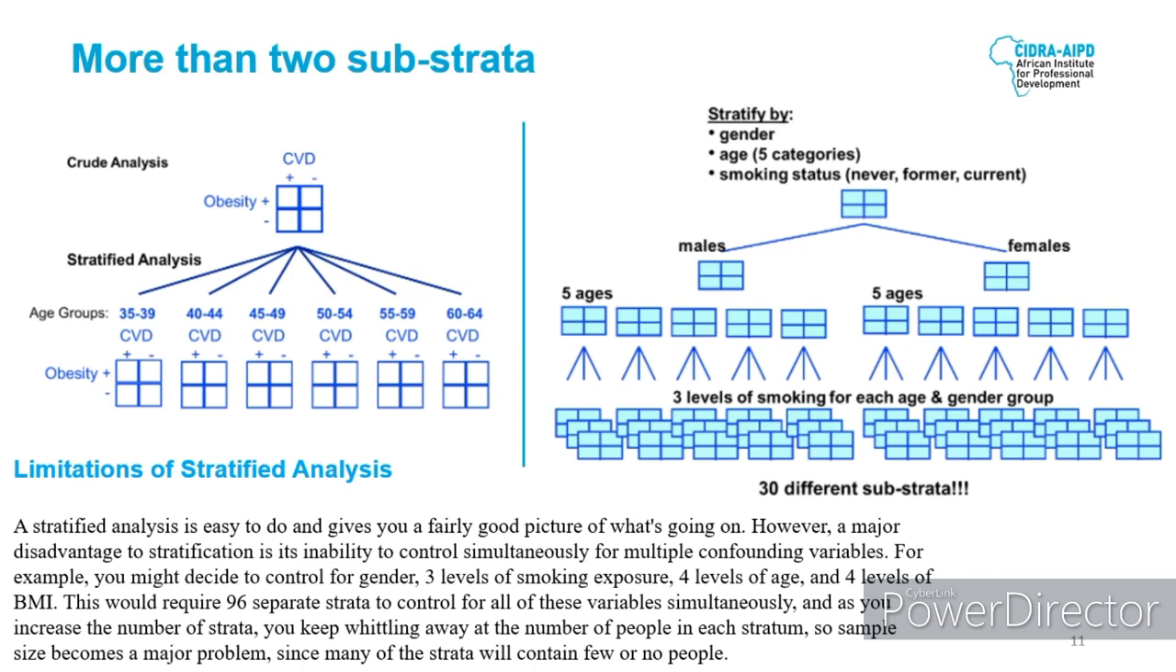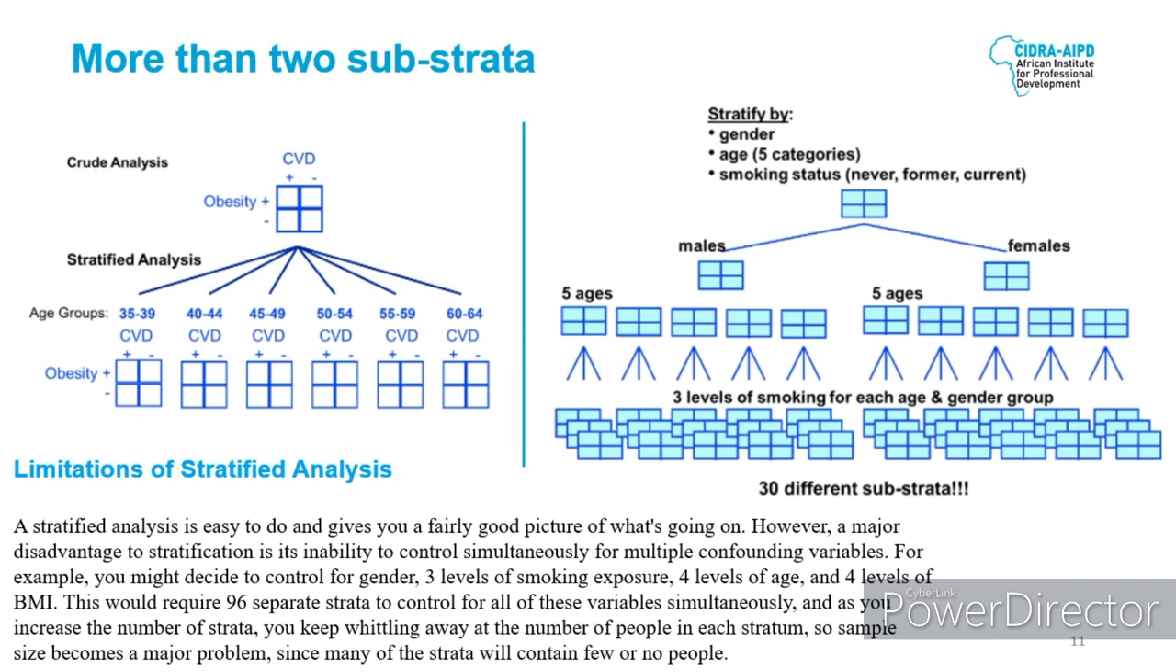But one can use more than 2 substrata. This is particularly important when using stratification to control for confounding by a continuously distributed variable like age. In an example where we look at, say, the relationship between obesity and cardiovascular disease, we stratify this data by age, looking at the relationship in subjects less than 50 and those who were 50 plus.